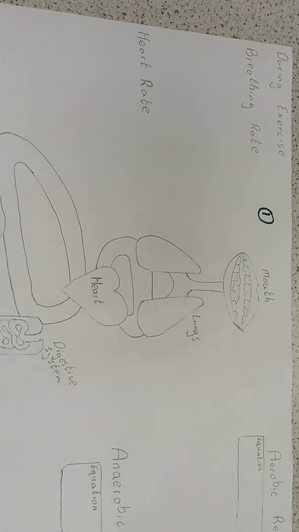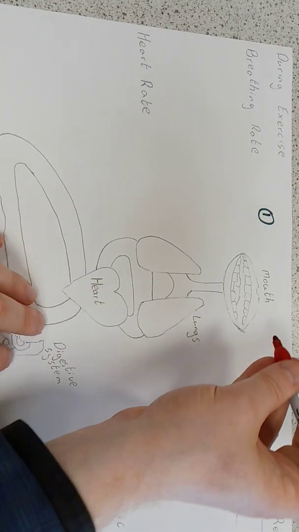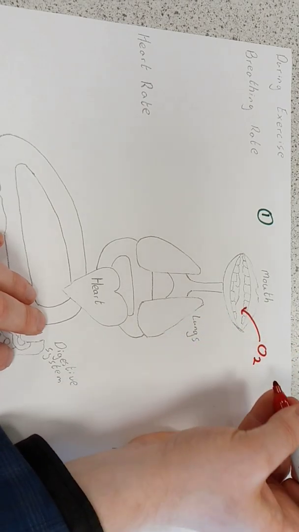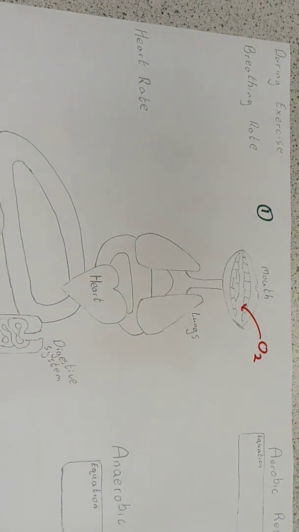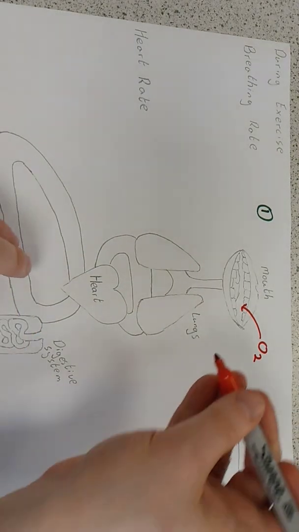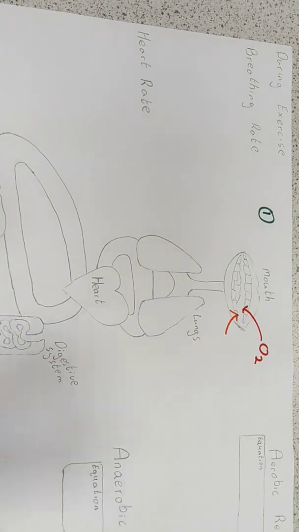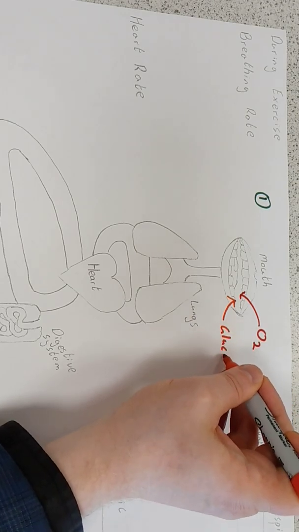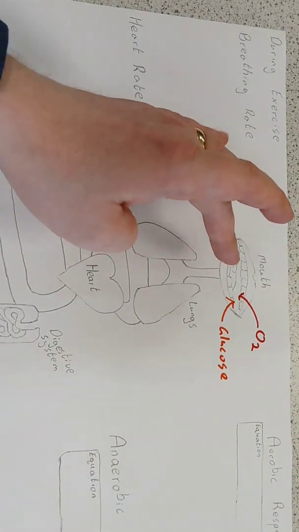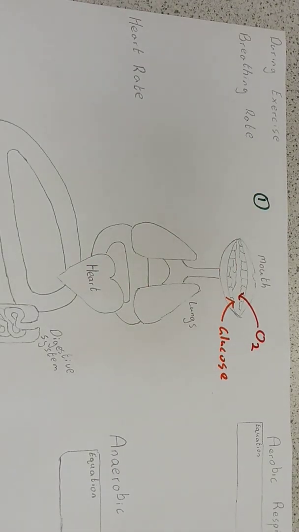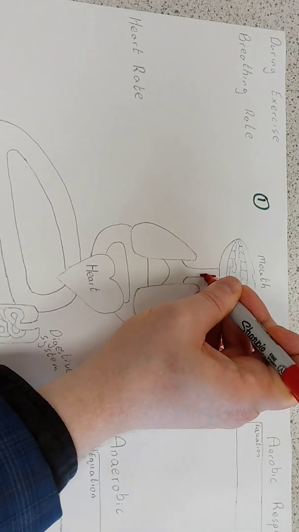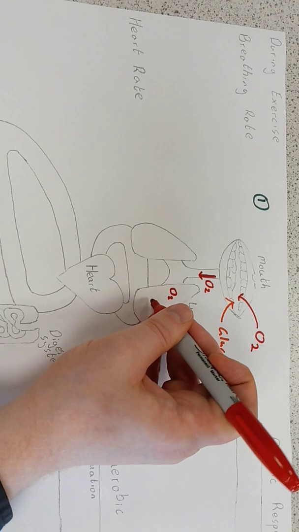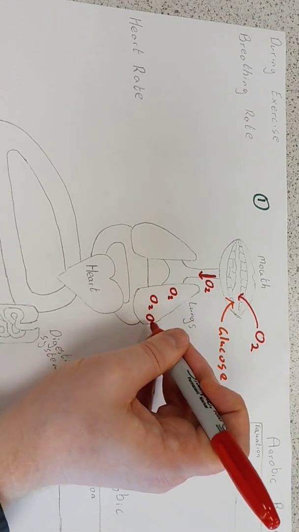So when we think about what's going into the mouth, in terms of breathing, you might want to put in that O2 is going into the mouth. You might also want to think about the fact that going into the mouth, we also have glucose. Right, that oxygen is going to go down. So you might want to draw a little arrow there to show the oxygen going down. And that is going to go into our lungs.